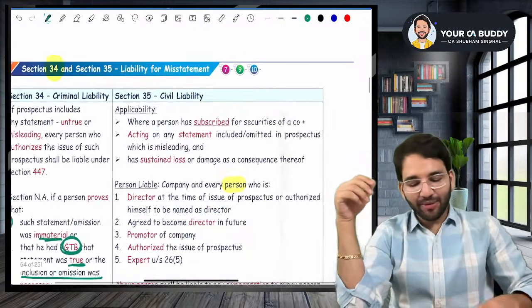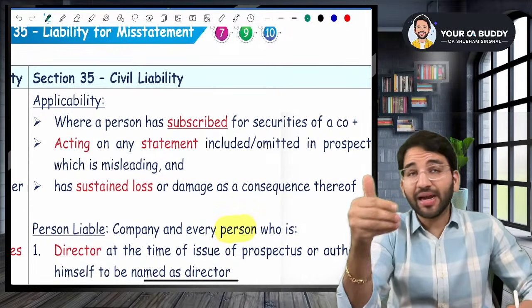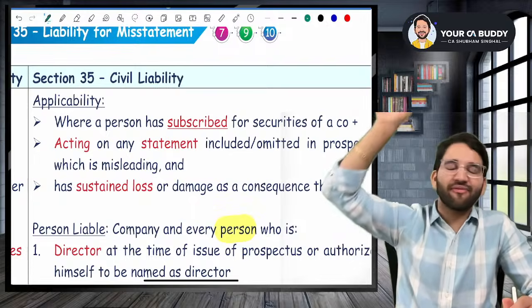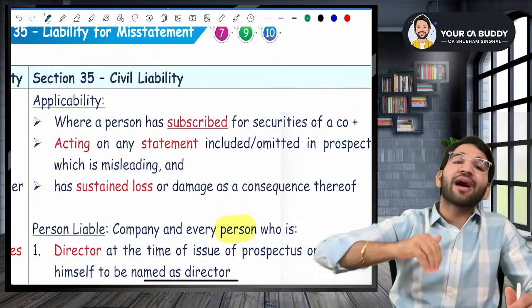Okay. Now coming to section number 35, sir, what is civil liability? Sir, 34 was criminal liability where you will go to jail and pay a fine. But 35 is civil liability where you will have to compensate.